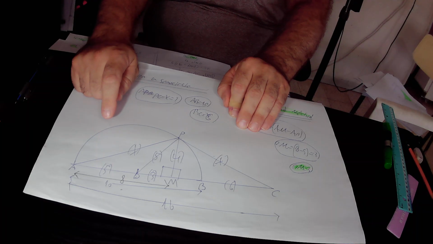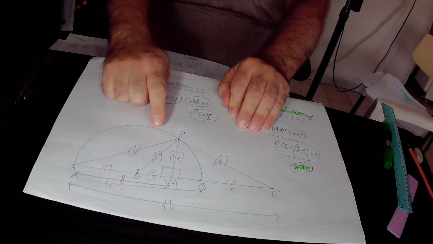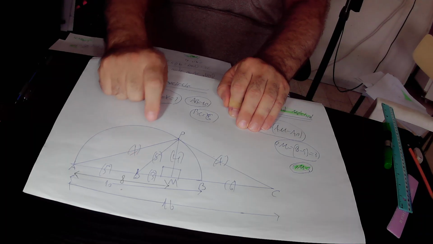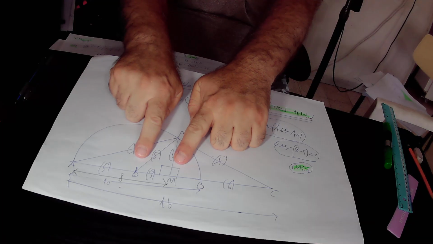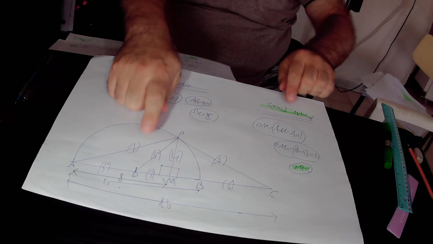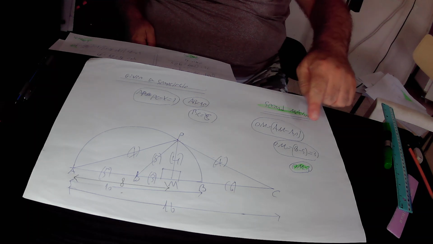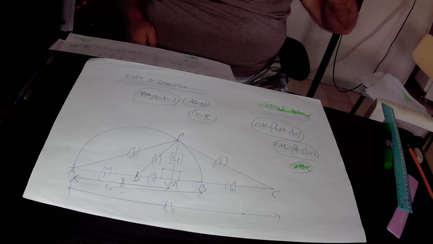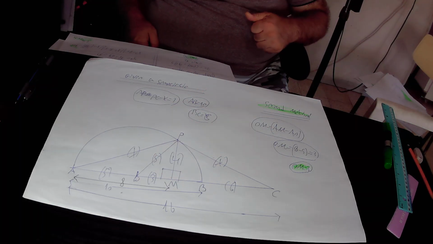Now, joining point P to O, OP is the radius, that is 5. AO is also 5. So what is the length of OM? OM equals AM minus AO. Again, OM equals AM minus AO. So OM equals AM, that is 8, minus AO, that is 5. So in total, OM equals 8 minus 5, that is 3. OM equals 3 units in length.